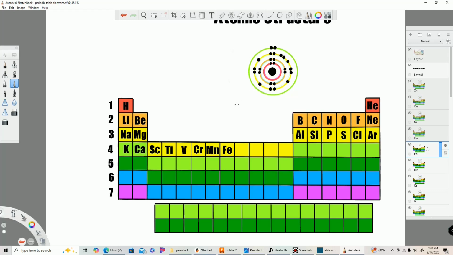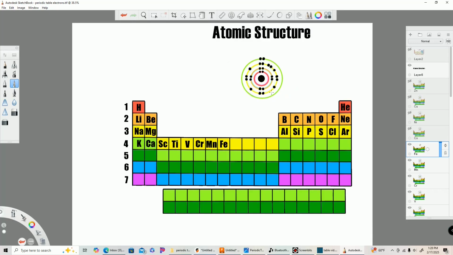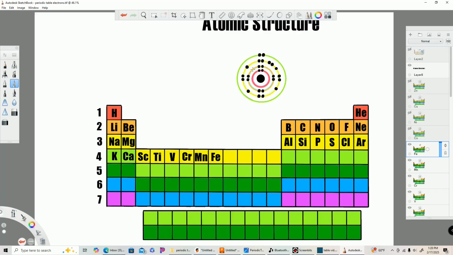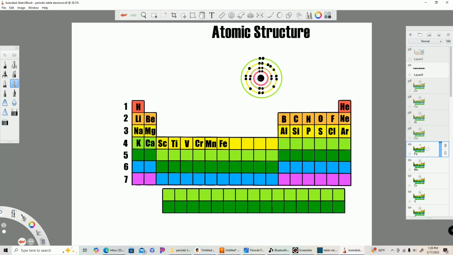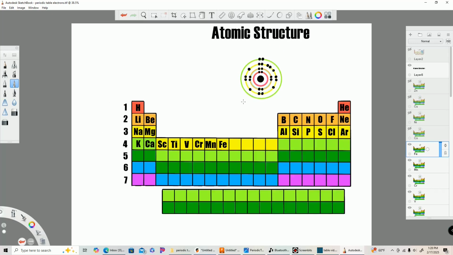Okay, and one final thing is you can tell that the 1st principal level just has the S orbitals. In the 2nd principal level, it has the S orbitals and the P orbitals. The 3rd principal level has S, P, and D orbitals, and the 4th and outermost valence shell only has S orbitals. So we've just drawn a nice little model of the complete atomic structure of iron, solely based on looking at where it is on the periodic table, which is incredibly useful information.